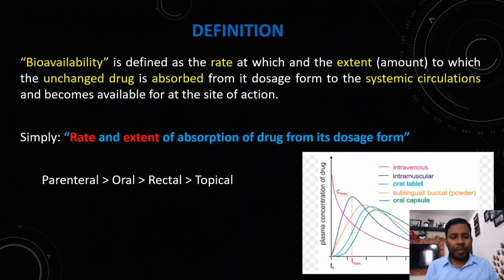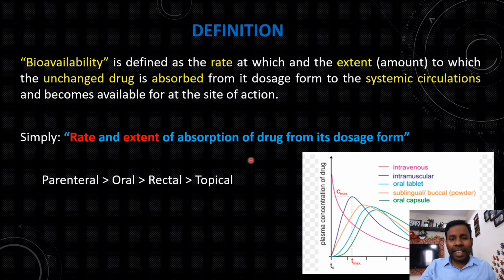First, definition. Bioavailability can be defined as the rate at which and the extent to which the unchanged drug is absorbed from its dosage form to the systemic circulation and becomes available at the site of action. So here two things are there: the rate at which drug is absorbed and the extent, the amount to which the drug is absorbed. Both this rate and extent of drug absorption is called drug bioavailability. So simply we can call it the rate and extent of absorption of a drug from its dosage form.